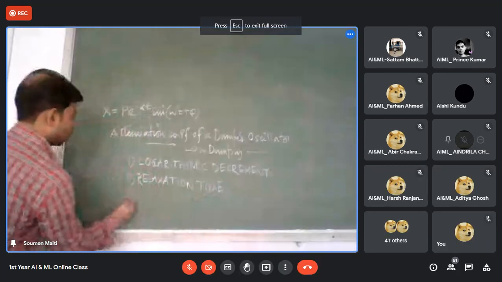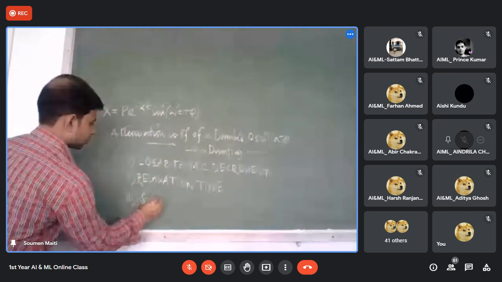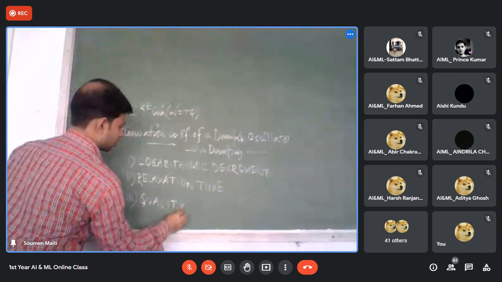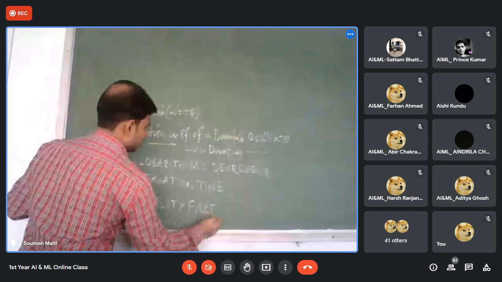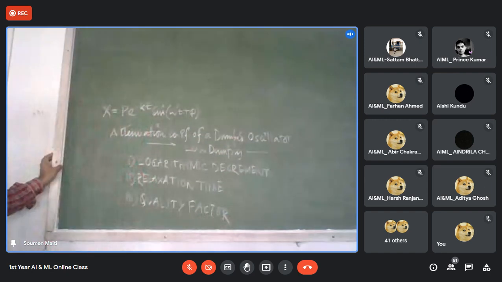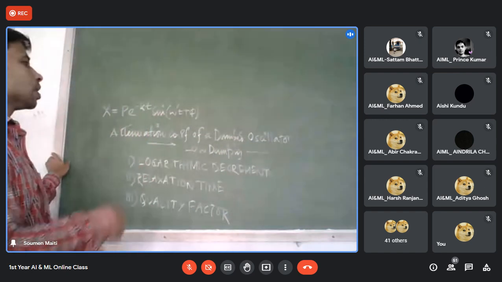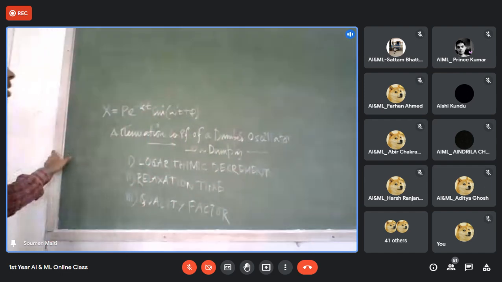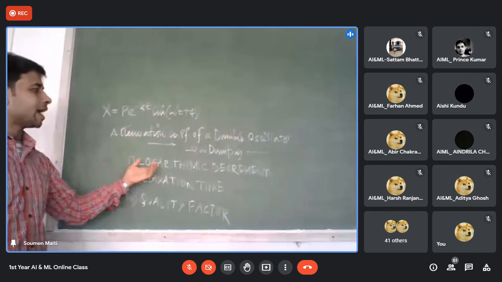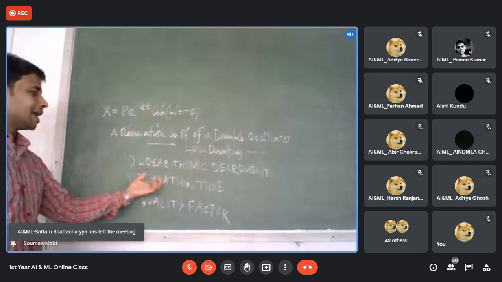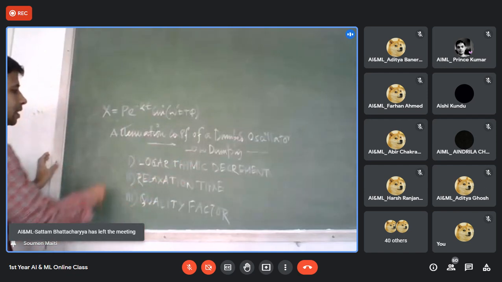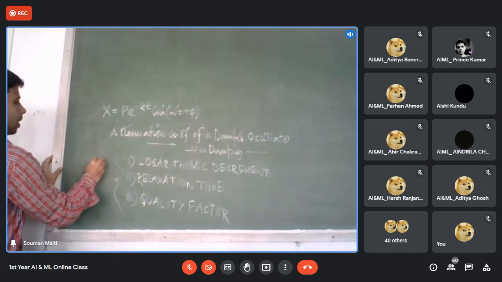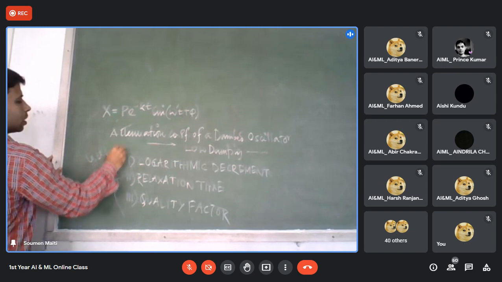Number 3, quality factors. Okay, so there are 3 attenuation constants which we are going to discuss: logarithmic decrement, relaxation time, and quality factor. All 3 are very, very important for the semester.